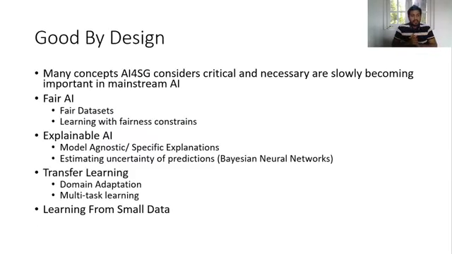So what that pretty much means is that AI has to be good by design. And what we see in the last few years is that a lot of concepts that are fundamental to AI for social good are becoming more and more important in mainstream AI applications. For example, fair AI is a field that is under heavy research right now.